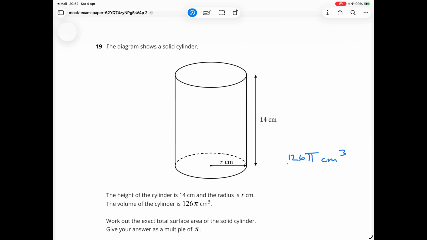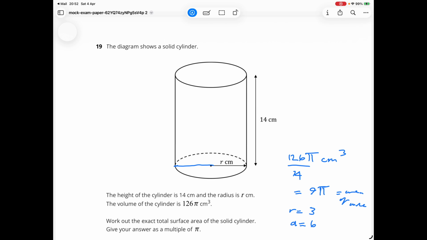So to find r, we'll divide through by 14, and that is 9. So that means that 9 pi is the area of the circle, equals area of circle. So that means that r equals 3. Which means that D equals 6.